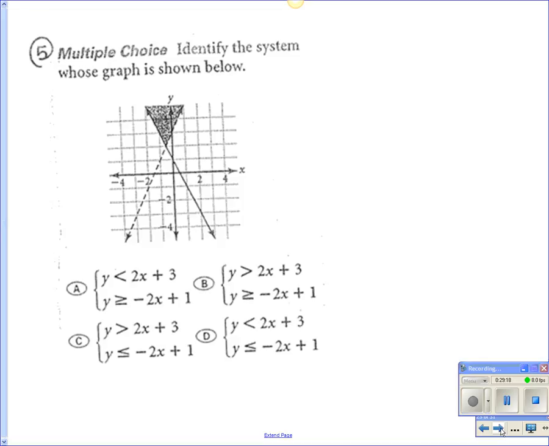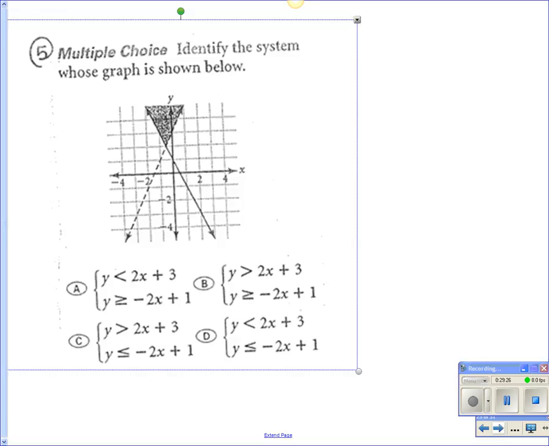What do you notice about all the answer choices? They all have 2x plus 3. What else do you notice? Yes, they do. So they've already been solved. What else do you notice? They all have a 2x plus 3. What else do you notice?